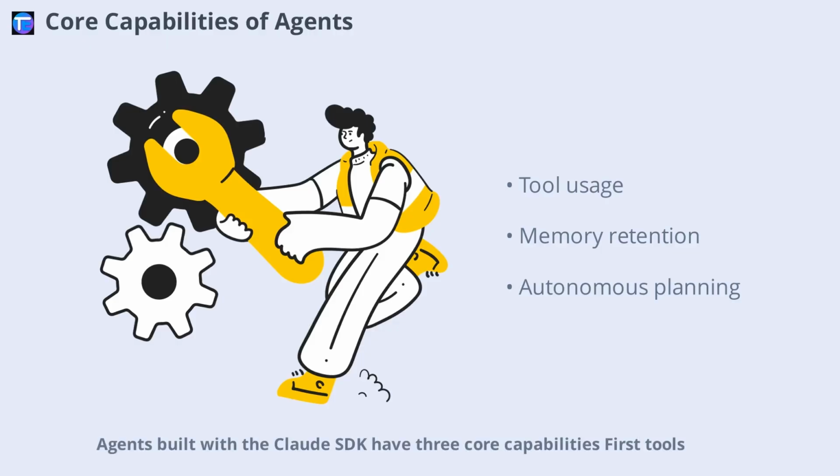Agents built with the Claude SDK have 3 core capabilities. First, tools. These are functions the agent can call, like reading files or querying databases. Second, memory. Agents can remember information between actions, starting with in-memory storage and later expanding to persistent databases. Third, autonomy. Agents don't just respond, they plan, act, and iterate to achieve goals you set.